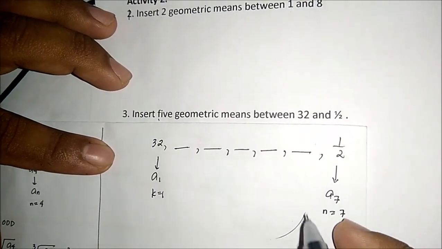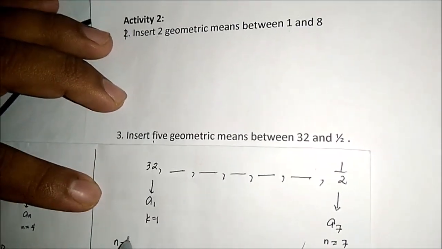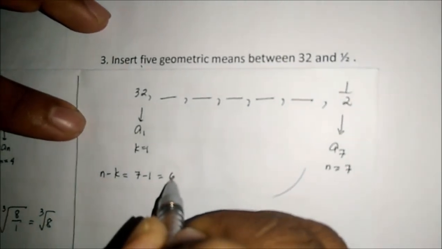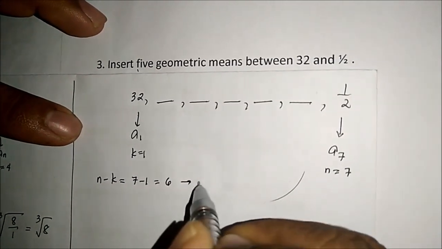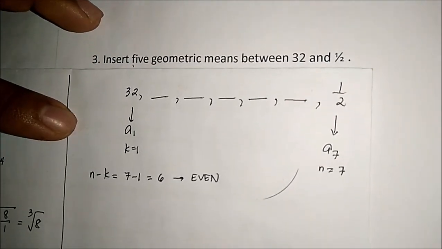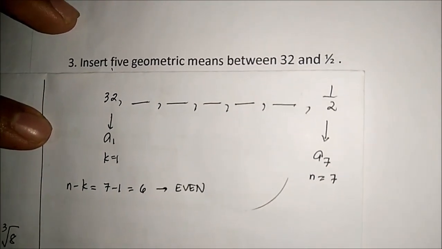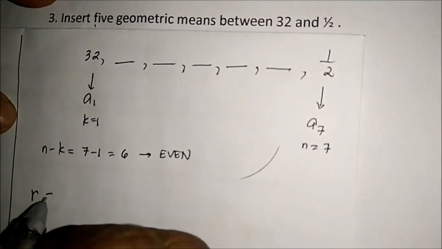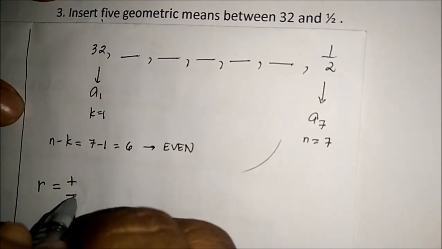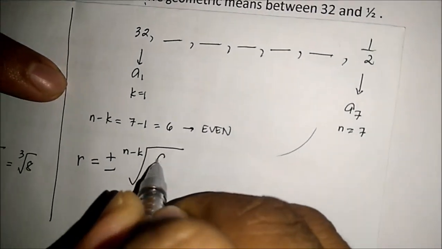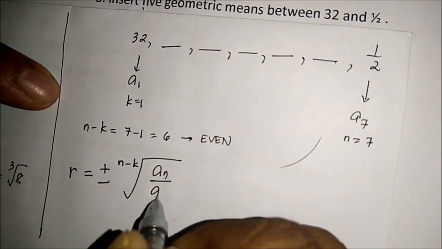So, let us check first for n minus k. n minus k is equal to 7 minus 1. 7 minus 1 is 6. We know that 6 is even. So, maglalagay tayo ng plus minus before the radical sign in finding the common ratio. So, using the formula for the common ratio, r is equal to plus minus the n minus kth root of a sub n over a sub k.